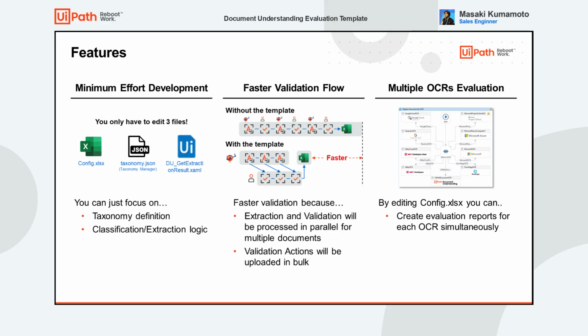Faster validation flow. The lead time can be shortened because extraction by robots and validation by humans can be processed in parallel for multiple documents, and the validation actions will be uploaded in bulk. Multiple OCRs evaluation. By enabling specific OCRs in the Config.xlsx file, you can apply multiple OCRs and create evaluation reports for each OCR simultaneously.